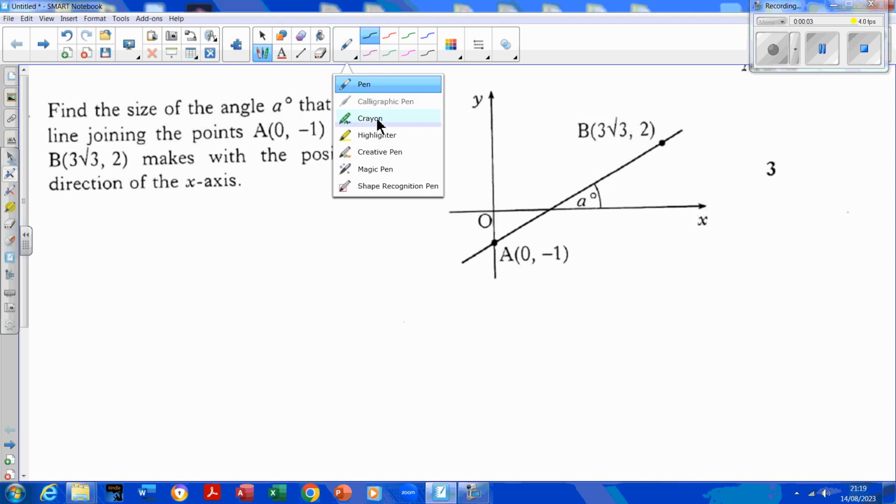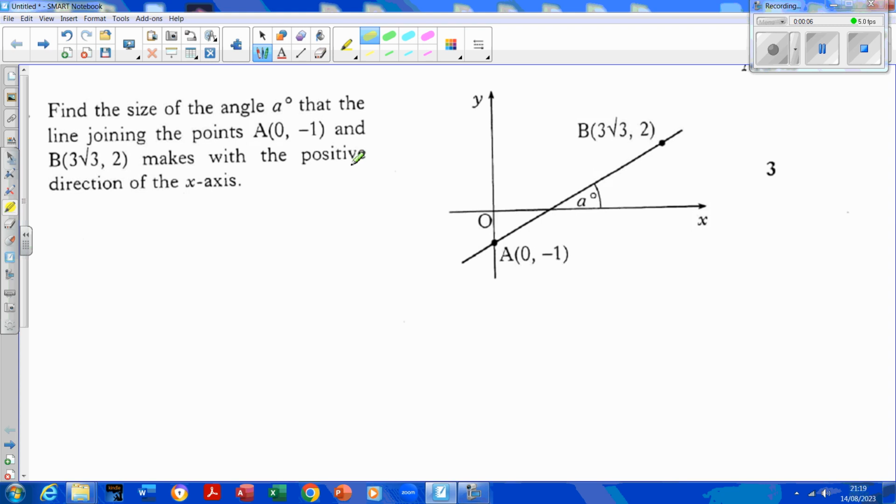I'm going to take you through some past paper questions that I want you to learn. So you go through all of these ones and you learn them.